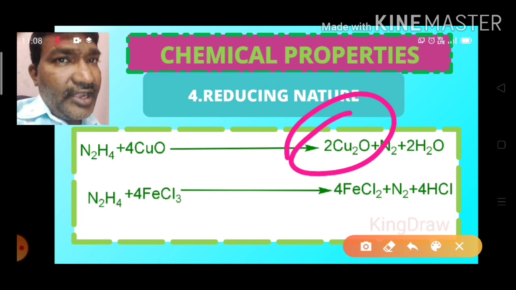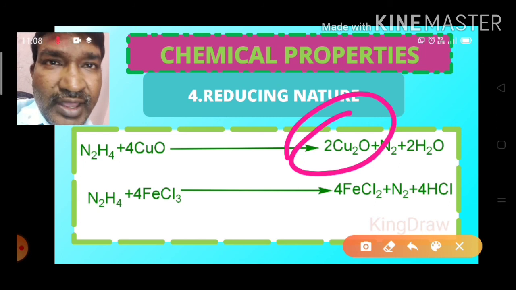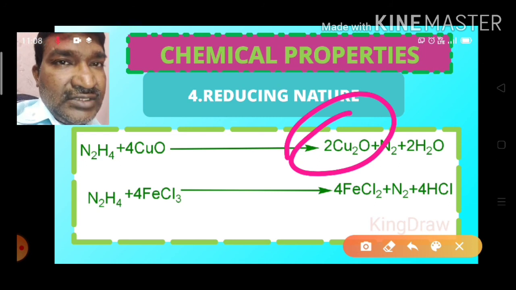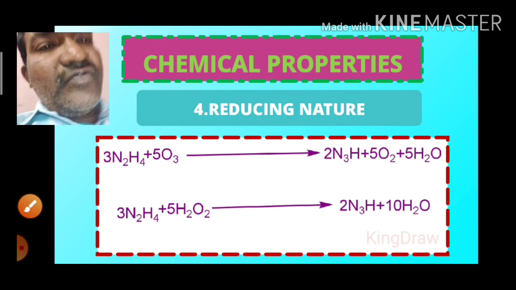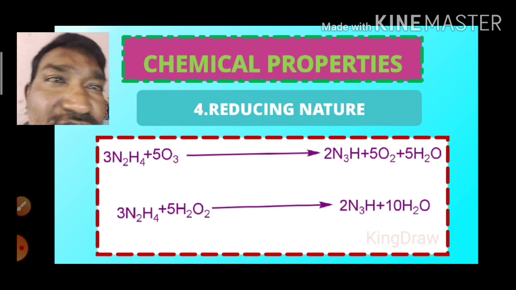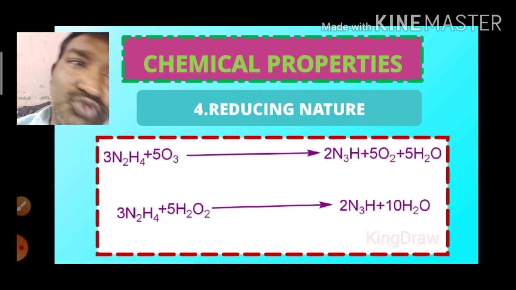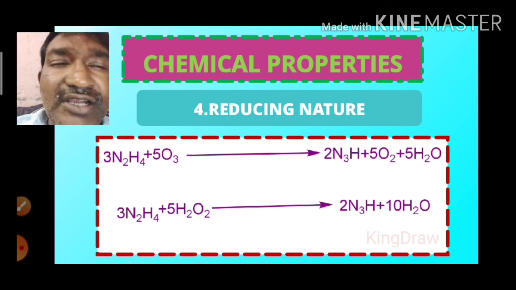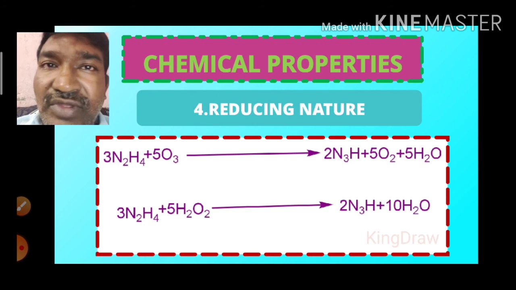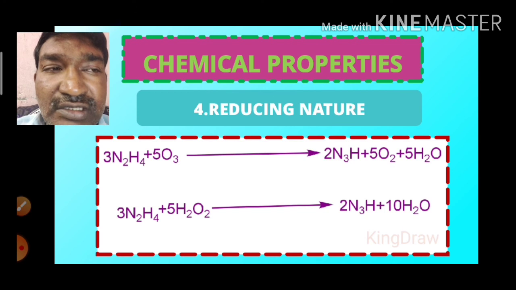Hydrazine reduces ferric chloride to ferrous chloride. Ferric chloride has a brown color, whereas ferrous chloride has a light green color. That is the main point we have to remember. Let's go for one more example of the reducing nature of hydrazine. Hydrazine reduces ozone to oxygen and itself undergoes oxidation to form hydrazoic acid. In a similar way, hydrazine reacts with hydrogen peroxide and gives hydrazoic acid.